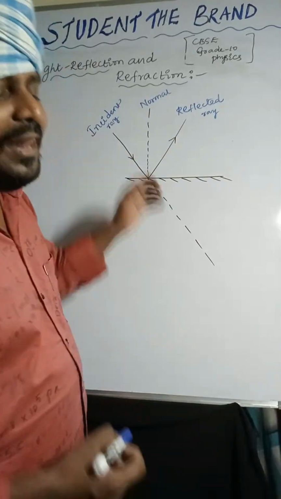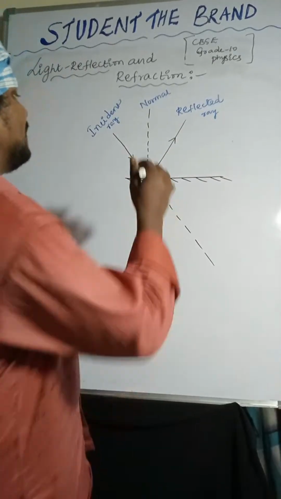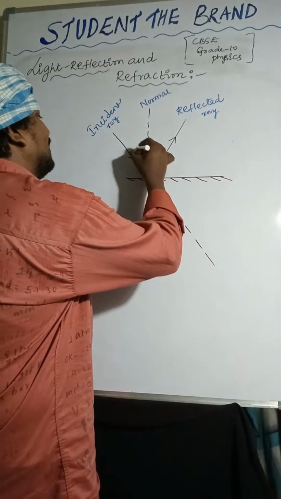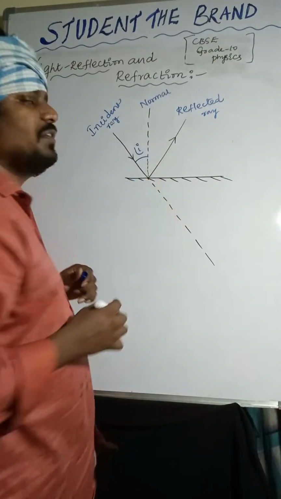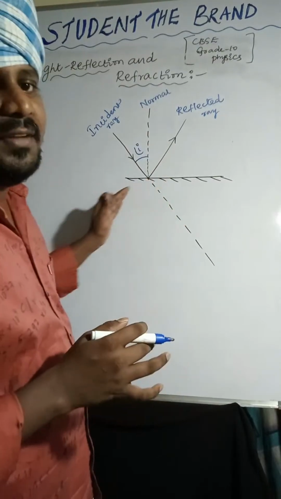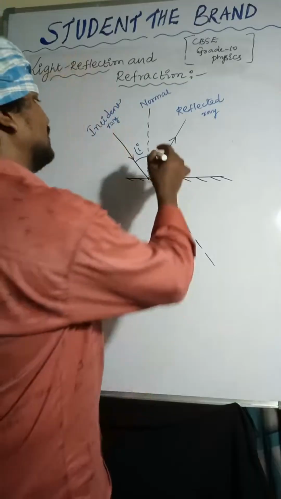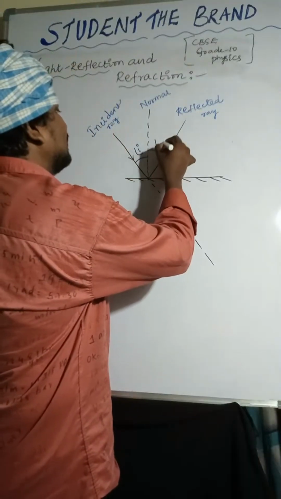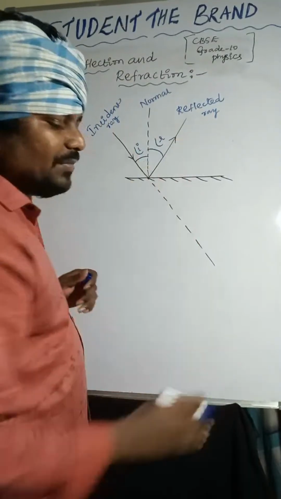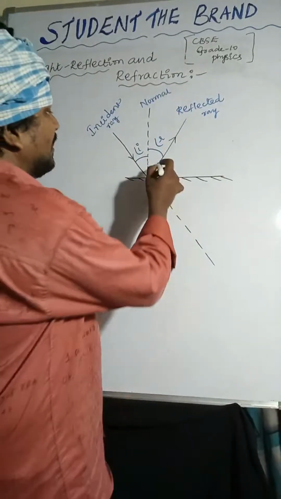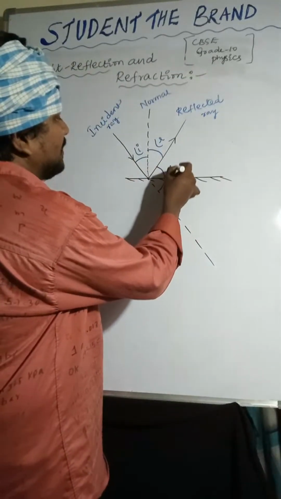The angle between the incident ray and the normal line is called the angle of incidence. The angle between the reflected ray and the normal line is called the angle of reflection. The angle between the undeviated line and the reflected ray is called the angle of deviation.